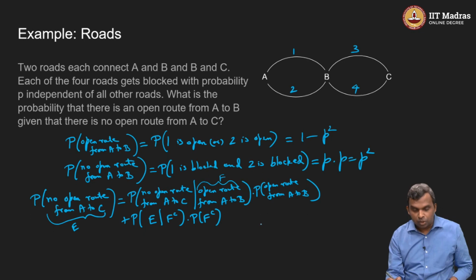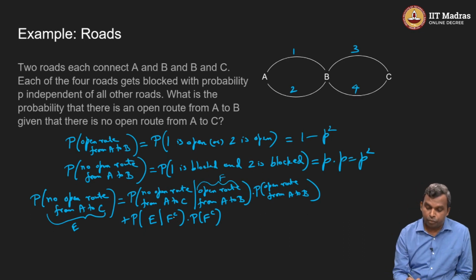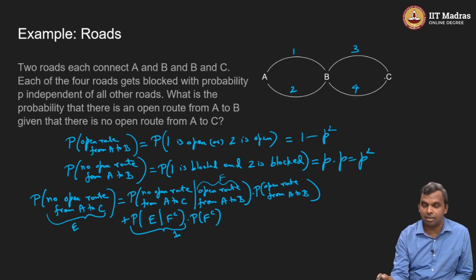Okay. So now if there is no open route from A to B, what is the probability that there is no open route from A to C? That's 1, isn't it? Do you agree? If already there is no open route from A to B, the probability that there is no open route from A to C is just 1. You don't care. Whatever happens between B and C, there is no open route from A to C. It's finished, right? So that's 1.